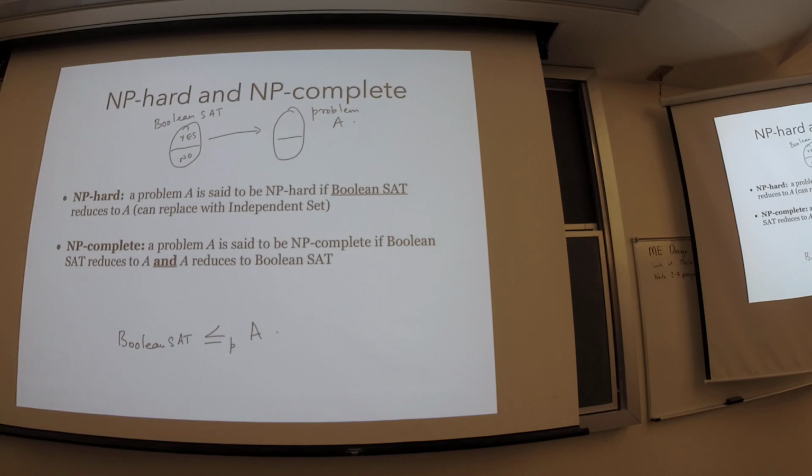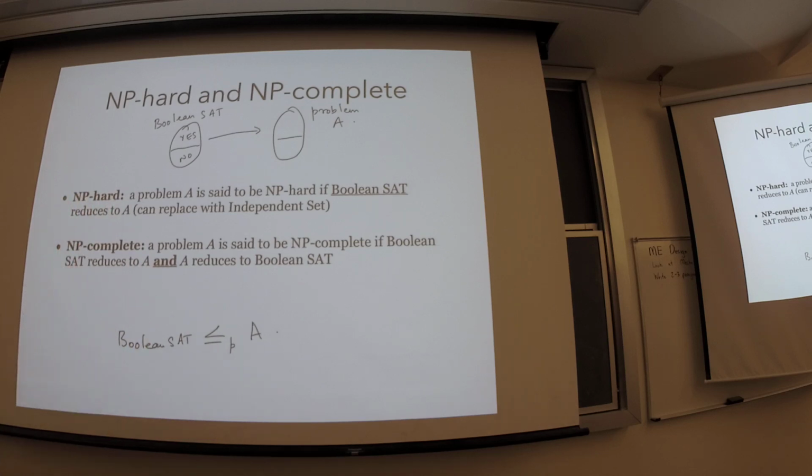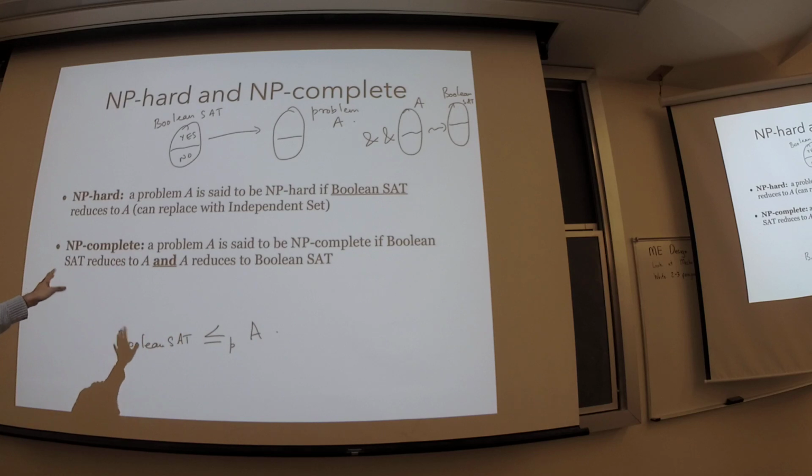And you call the problem NP complete if, like you were saying, there are transformations in both directions. So firstly it is NP hard, and there's also a reduction from problem A to Boolean SAT. If both of these happen, then you call the problem NP complete. This is effectively like saying that these two problems are equally difficult. So if a problem is as hard as Boolean SAT, informally speaking, you say that it is NP complete.